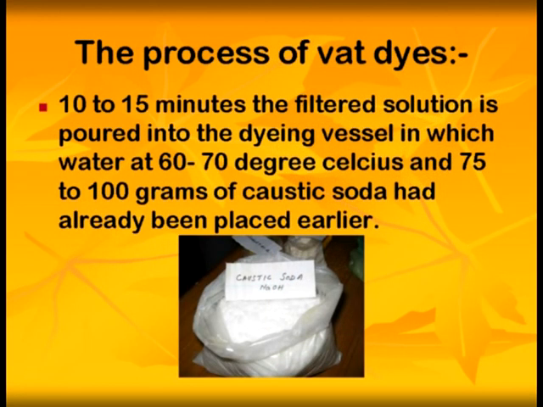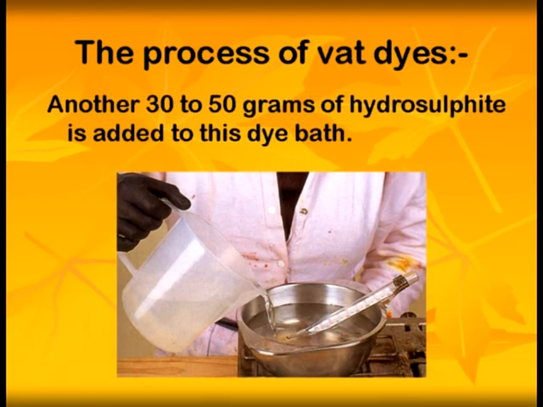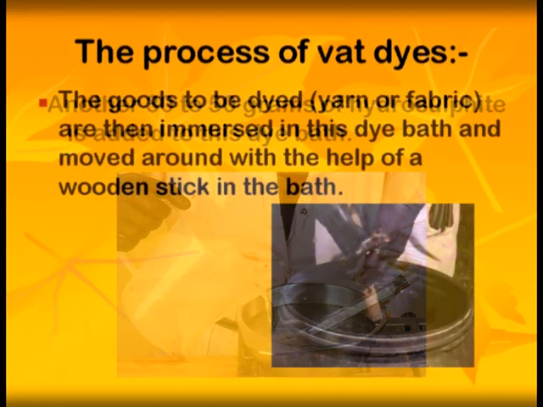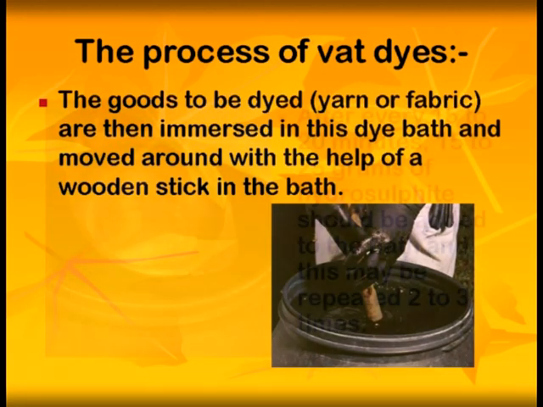After 10 to 15 minutes, the filtered solution is poured into the dyeing vessel, in which water at 60 to 70 degrees Celsius and 75 to 100 grams of caustic soda has already been placed earlier. Another 30 to 50 grams of hydrosulfite is added to this dye bath. The goods to be dyed, yarn or fabric, are then immersed in this dye bath and moved around with the help of a wooden stick in the bath.